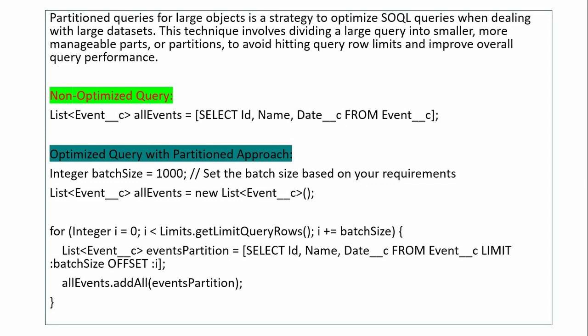Conclusion. Partitioned queries for large objects is a powerful technique to handle large datasets efficiently in Salesforce. It helps prevent hitting query limits, enhances query performance, and ensures more reliable processing of large volumes of data. Always test and profile your queries in the context of your Salesforce environment to determine the optimal batch size and partitioning strategy for your specific use case.